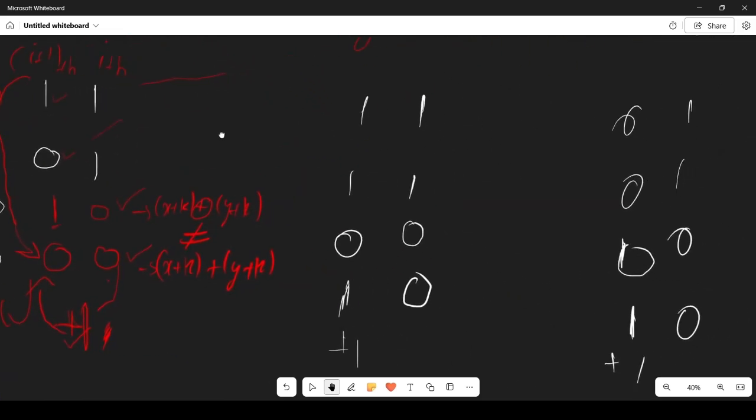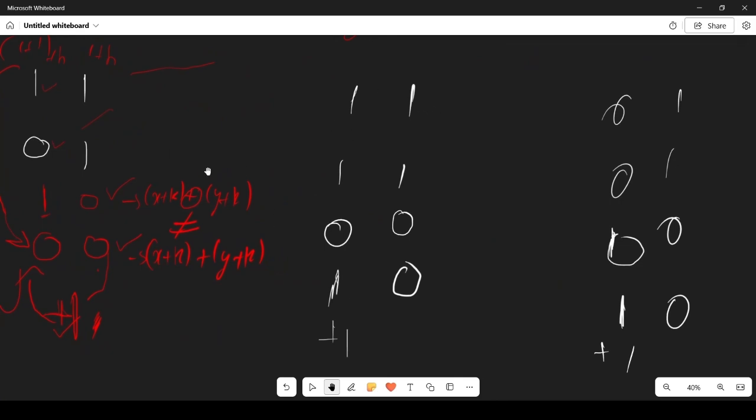For example, let's try this combination. Okay, same. This is the XOR, and this is the addition. 1 1 XOR would give 0, 1 1 XOR would give 0. But when you do 1 plus 1, this would give 0 with a carry of 1, and this 1 1 would give you another one with a carry of 1 here. And again, we can see these both would not be equal.